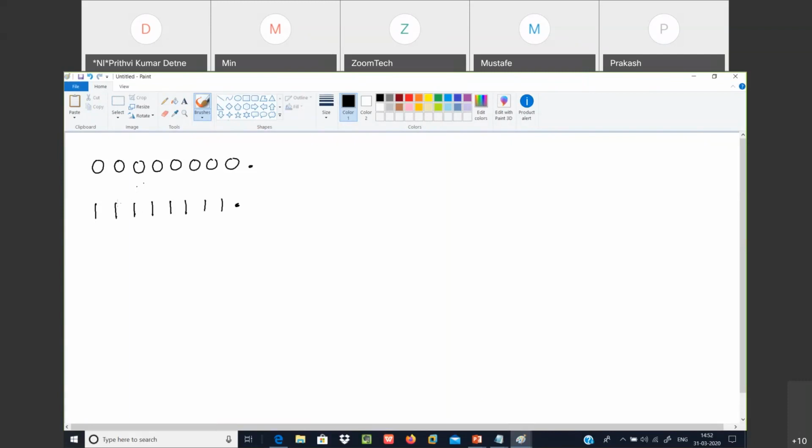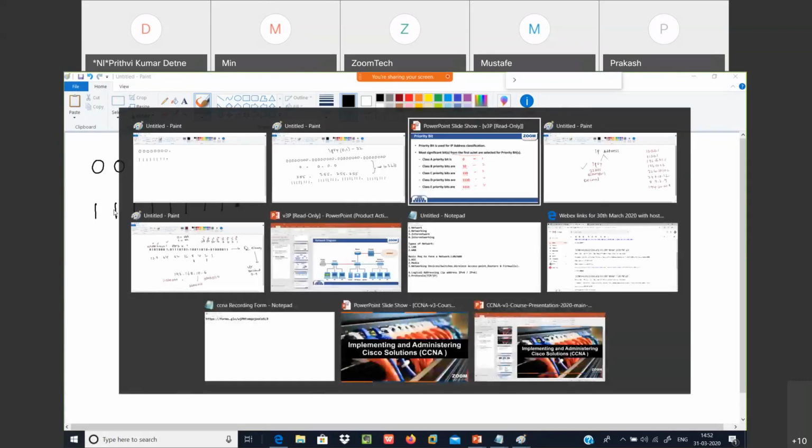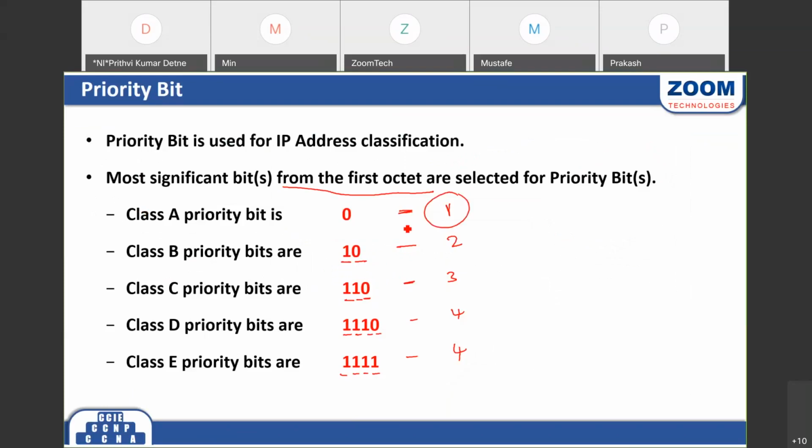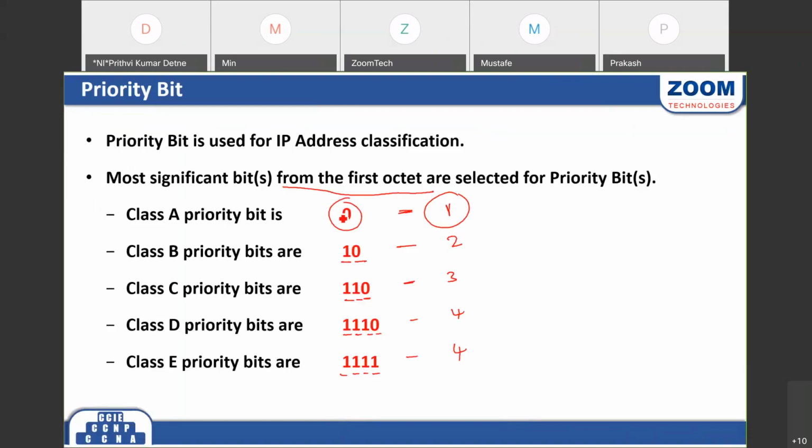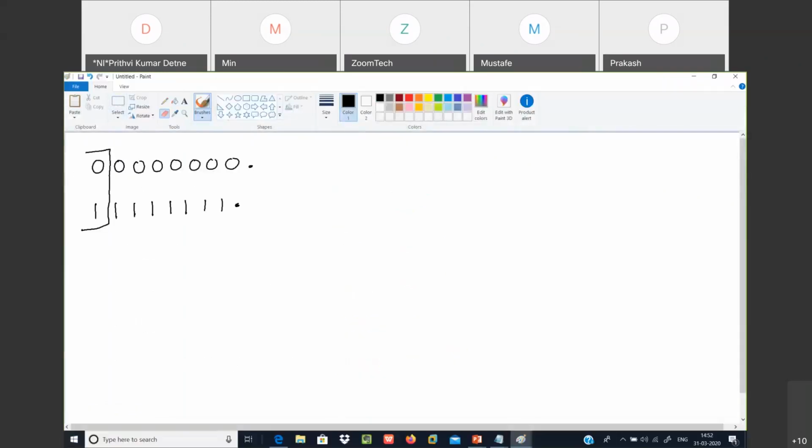Now for class A, how many bits are being reserved for priority bits? Only 1 bit. I am separating only 1 bit. And that bit is a 0. So I make the first bit a 0. If you see, the first one is 0.